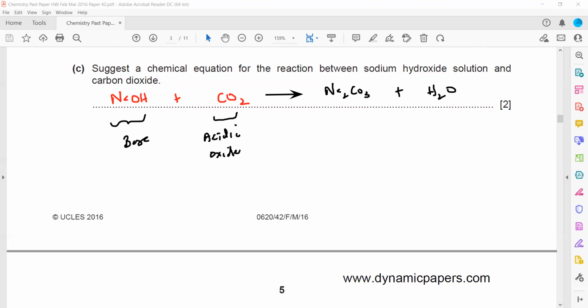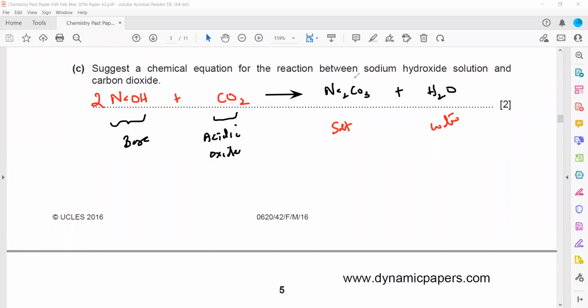So when an acidic oxide or acid reacts with a base, the product is salt. As we discussed already, salt and water will be the products. So carbon dioxide mixed with sodium hydroxide gives sodium carbonate, the carbonate salt, plus H2O, water. The reason it's worth 2 marks: 1 mark is for the correct product and the second mark is for the balancing.